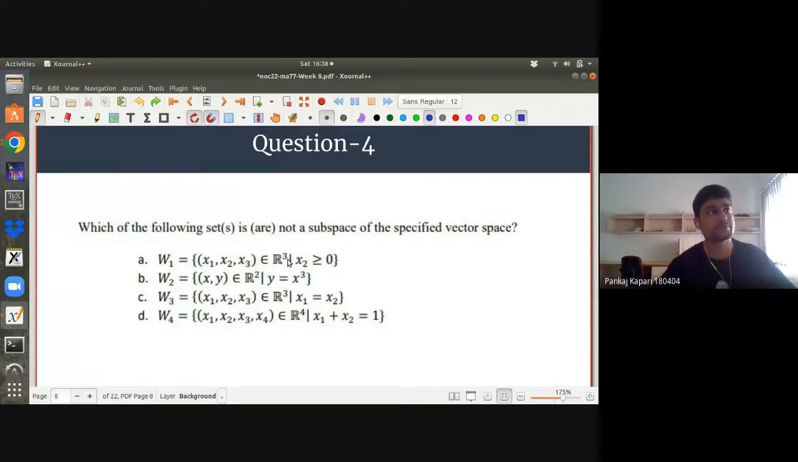Okay. So let's start with the fourth problem. In this fourth problem, we have to say which are subspaces of the specified vector space. Okay. So what are subspaces? Or let's first see what vector spaces are.